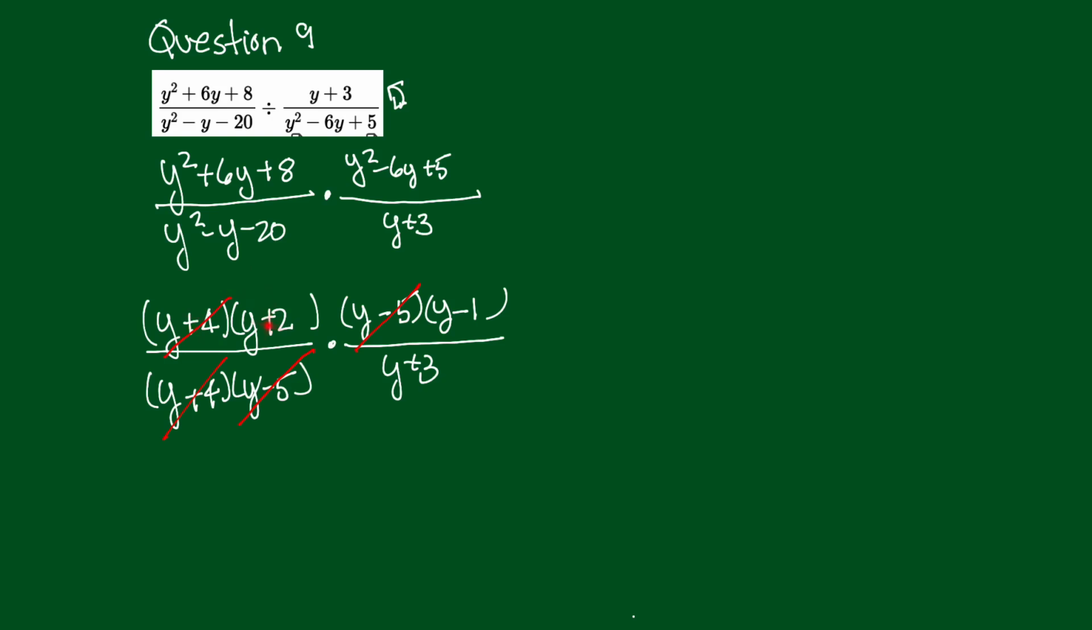1 times y plus 2 times 1 times y minus 1. So let's write this as y plus 2, y minus 1, over, in the denominator, 1, 1, y plus 3, y plus 3. And that is it.